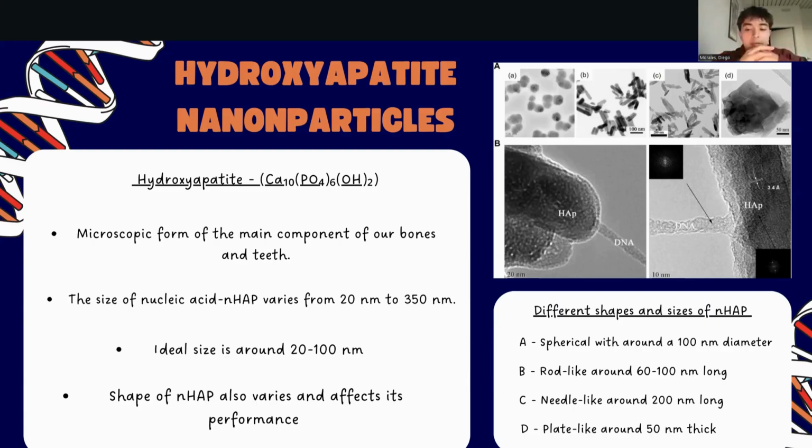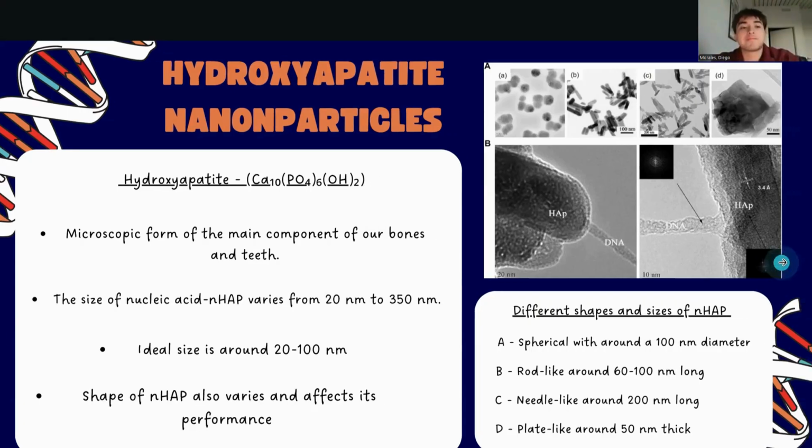For the rod and needle-like nanoparticles, they're very similar as they both penetrate the membranes a lot better than the others, in which their uptake efficiency just depends on their length. So needle-like, which would have a lot more cell uptake, is 200 nanometers long, which is a lot more than rod-like, which is 60 to 100 nanometers long. And lastly, the plate-like nanoparticles have a more complex uptake, but also the highest as they align parallel to the membrane. So they're typically the best for high loading and have good DNA protection due to their thickness, which is around 50 nanometers.